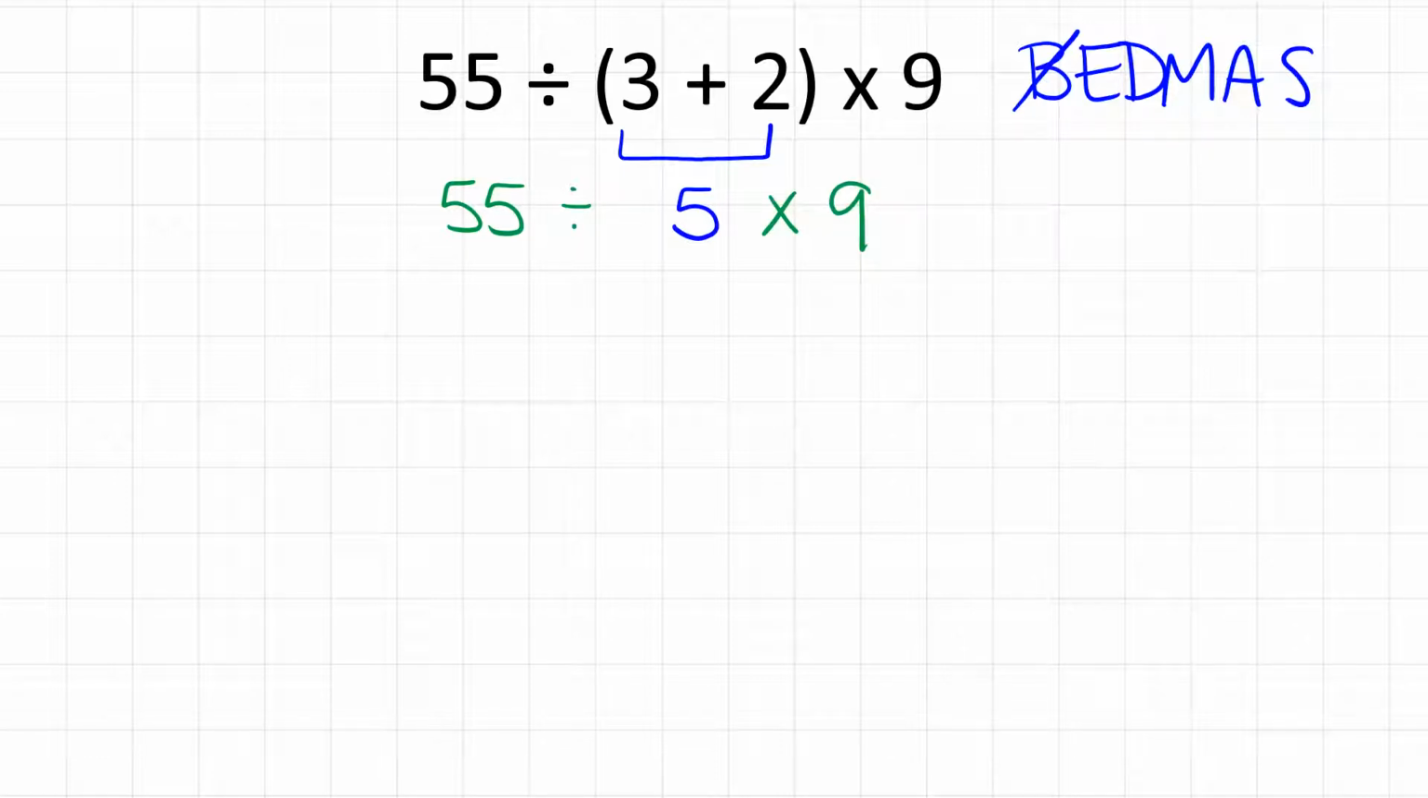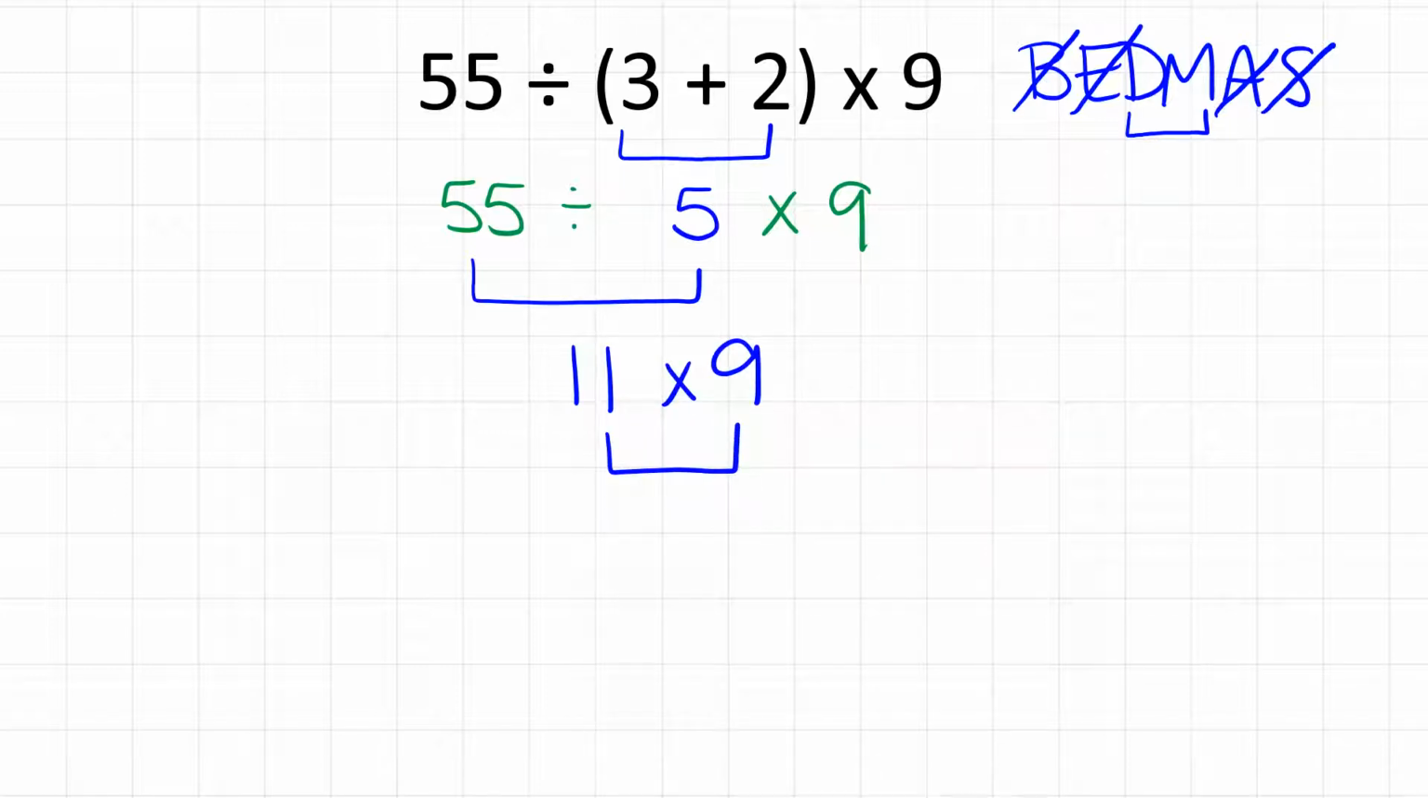And now I'm going to look and see, are there any exponents? Nope. Division and multiplication? Why, yes, there is. And division and multiplication are treated the same, so we're going to work from left to right and divide and multiply because there is no addition and subtraction. So, working from left to right, 55 divided by 5 is 11. I'm going to rewrite the rest of the equation. And then 11 times 9 is 99. So my final answer for the second example is 99. That wasn't too bad, hey? Let's do one more example.